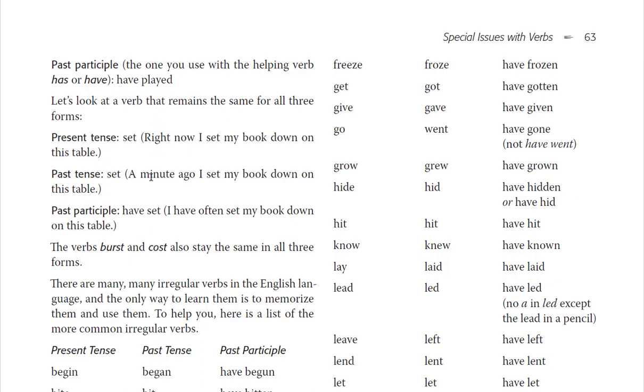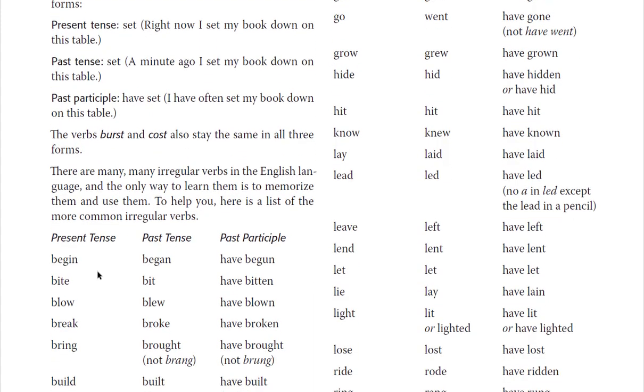Have played. Present tense: set. Right now I set my book down on the table. Past tense: set. A minute ago I set my book down on this table. Past participle: have set. I have often set my book down on this table. The verbs burst and cost also stay the same in all three forms. However, there are many irregular verbs, and the only way to learn them is to memorize them and use them.